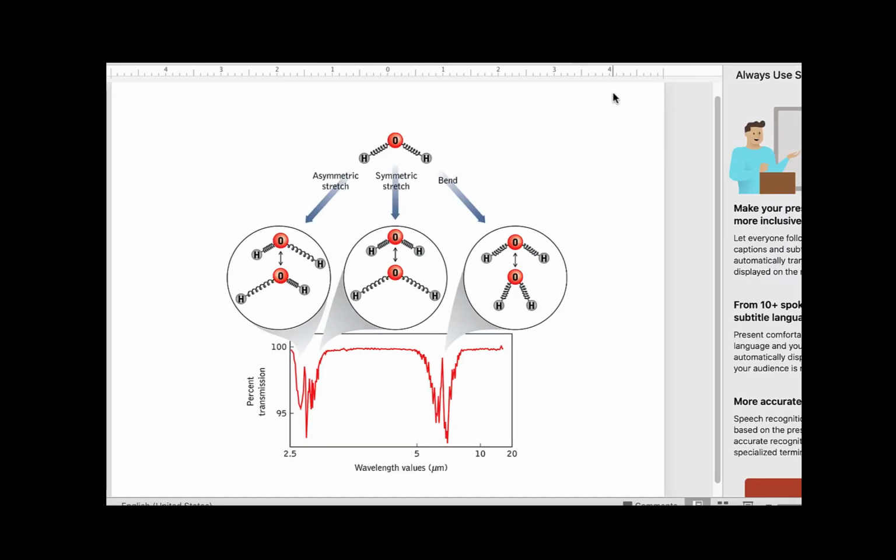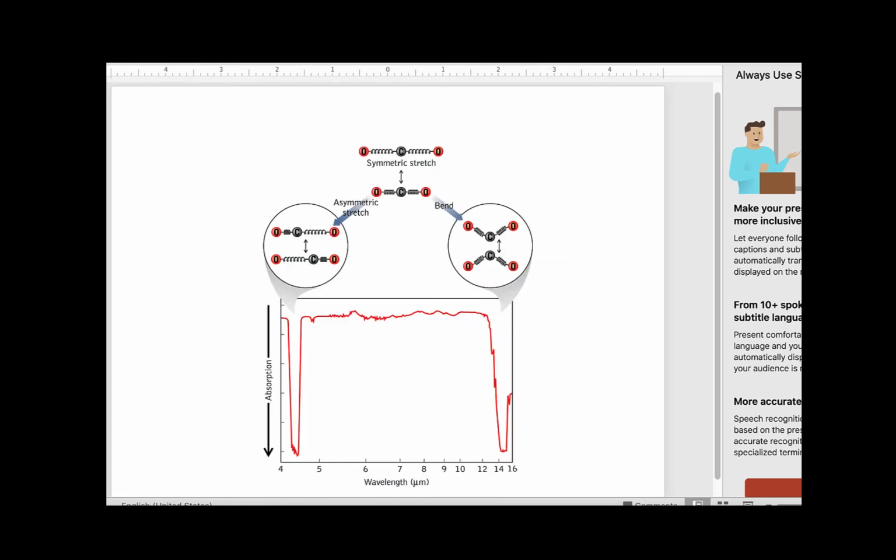All right, this is a diagram of the carbon dioxide molecule showing the different vibrational modes. At the top, you can see the symmetric stretch shown, and that one does not interact with infrared radiation, doesn't absorb any. But our asymmetric stretch, you can see over on the left-hand side, two different diagrams of what that asymmetric stretch might look like, and that corresponds to the infrared absorption peak.